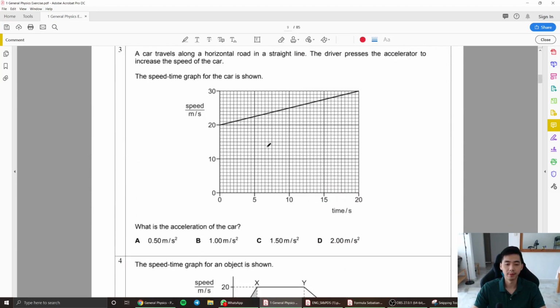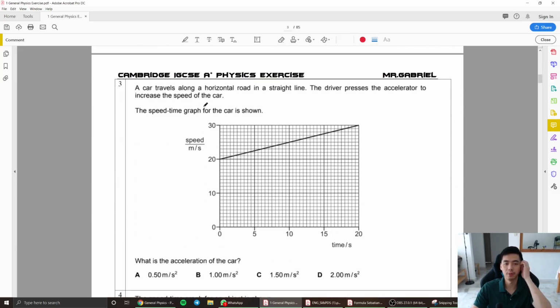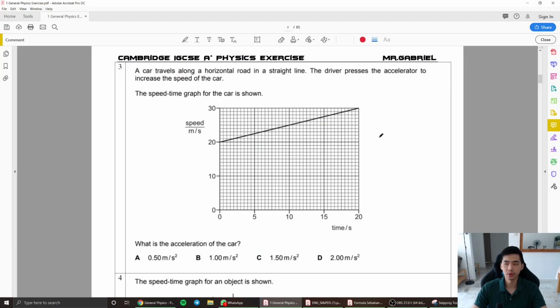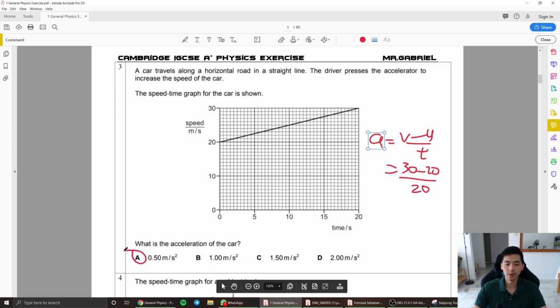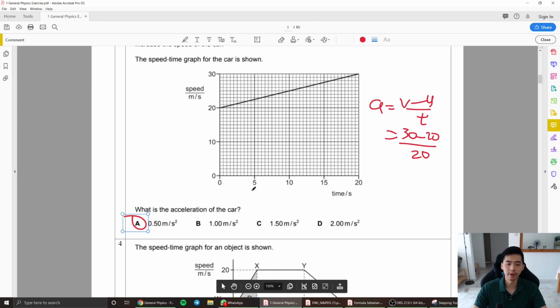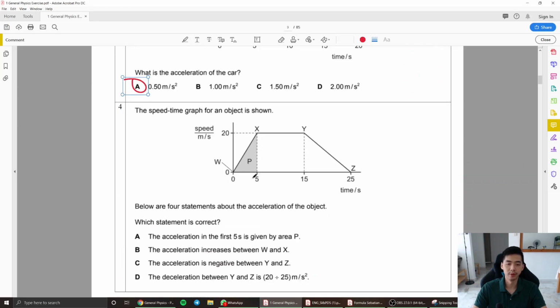Alright, then after that, proceeding on to question number 3. A car travels along a horizontal road in a straight line. The driver presses the accelerator to increase the speed of the car. The speed time graph for the car is shown. This guy is basically increasing his speed from 20 to 30 in a span of 20 seconds. What is the acceleration of the car? Straightforward. Yet again, a equals v minus u over t. In this case here, it will be 30 minus 20 divided by this time here, which is 20. Obviously, your acceleration is going to be 0.5 meters per second squared. Very straightforward, nothing to explain.